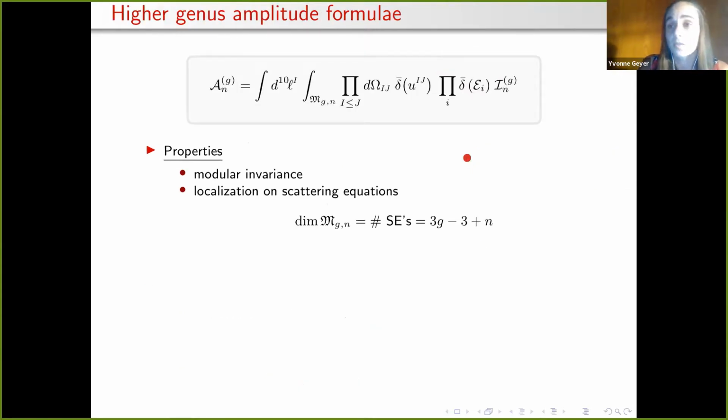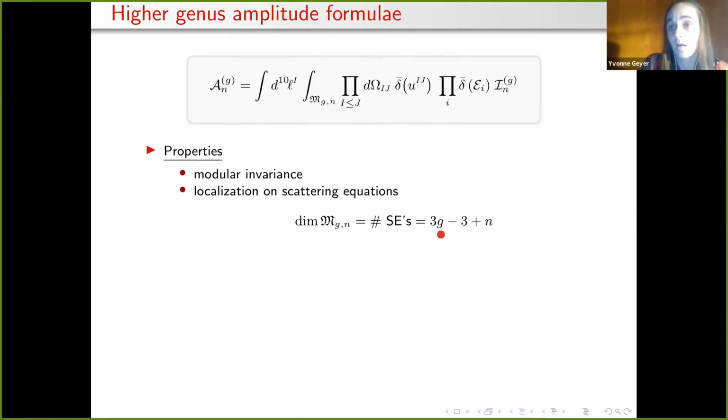Now, just to take a step back and have a look at this in a little bit more detail, there's two important properties that I want to highlight for you here. First of all, this is modular invariant if you correctly include the loop momentum here. And second, if you look at just the part that is the loop integrand, this is completely localized again on the scattering equation, which is very simple to count. Just look at the dimension of the moduli space M_{g,n} versus the number of scattering equations, both of which are n plus 3g minus 3.